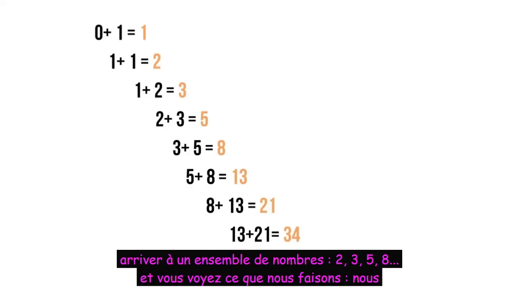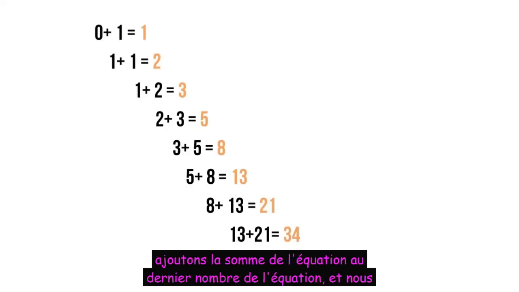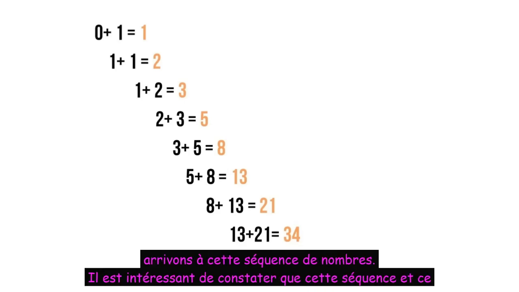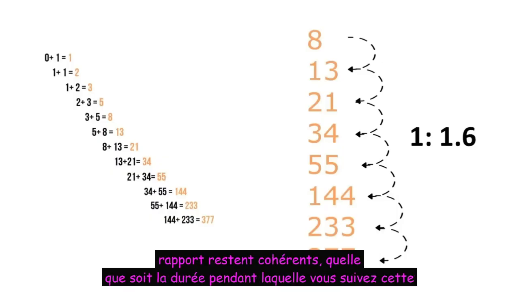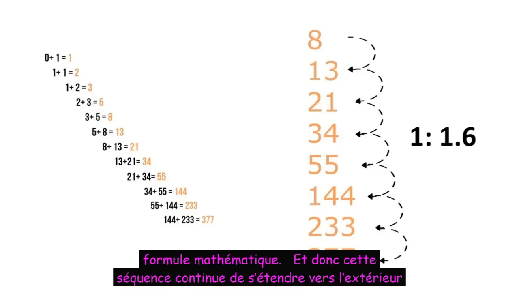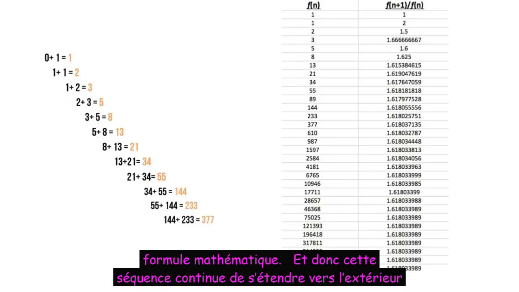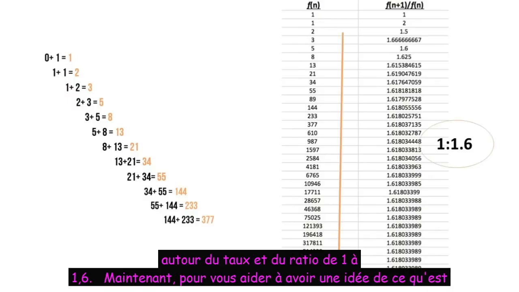And you see what we're doing? We're adding the sum of the equation to the last number in the equation, and we arrive at this sequence of numbers. And it's interesting that this sequence and ratio actually remains consistent no matter how long you follow this mathematical formula. And so this sequence continues to expand outward around the rate and the ratio of 1 to 1.6.